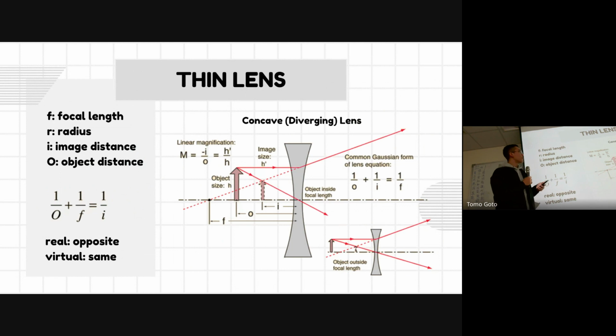So the concave lens is similar to the diverging mirror or the convex mirror, and it only forms a virtual image no matter the distance from the focal length.